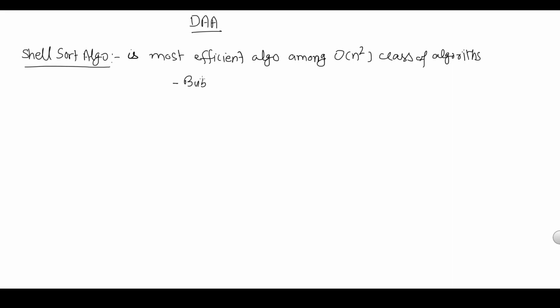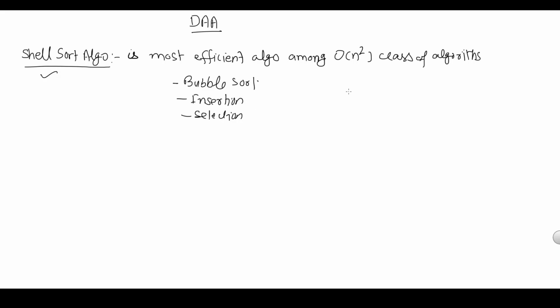bubble sort, insertion sort, selection sort have order of n square running time in worst and average case both. And other algorithms like quick sort and heap sort have this order of time in worst case only. So our shell sort algorithm is the most efficient algorithm among all these algorithms.